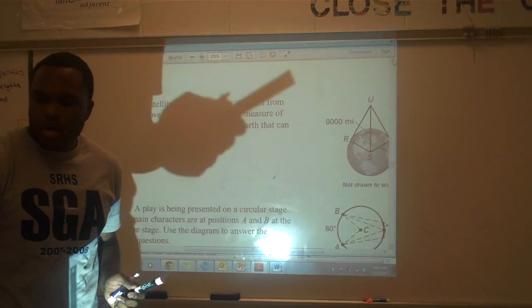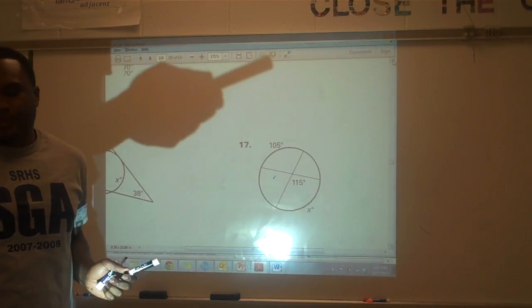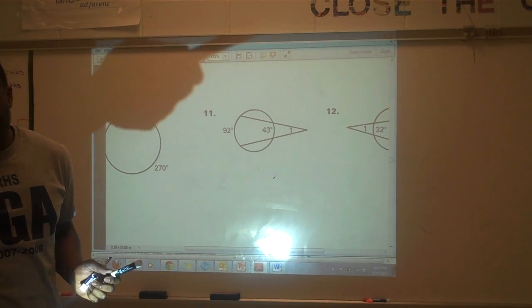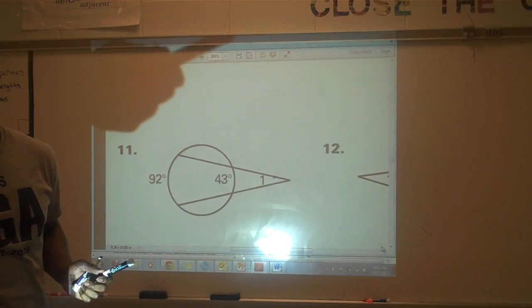So for question 11, once again, they give me a circle, and I'm able to see that two lines are touching my circle, but they're meeting outside of the circle. So what are we going to do? We're actually going to subtract.